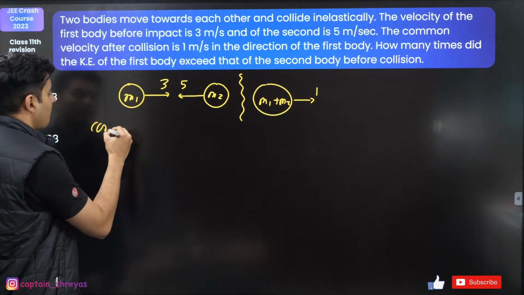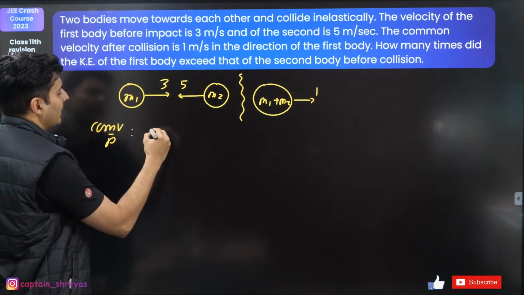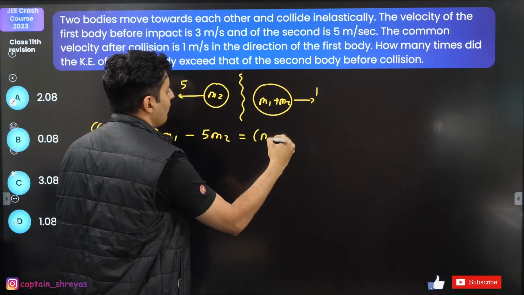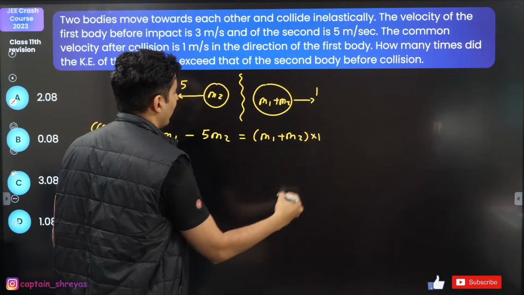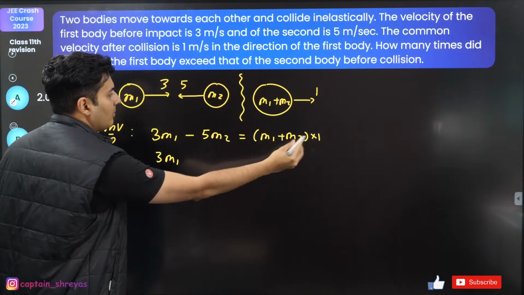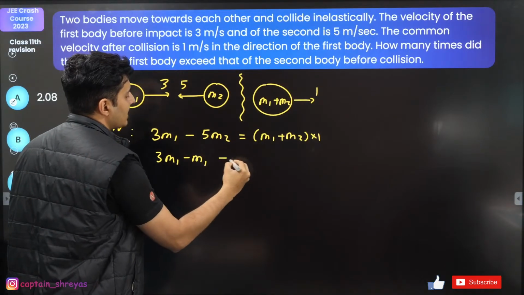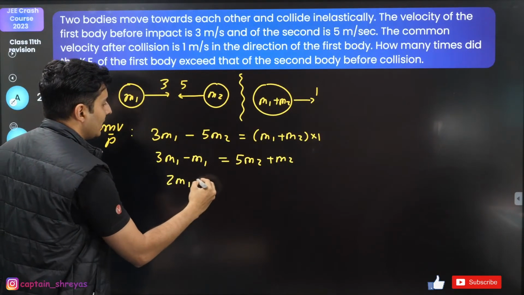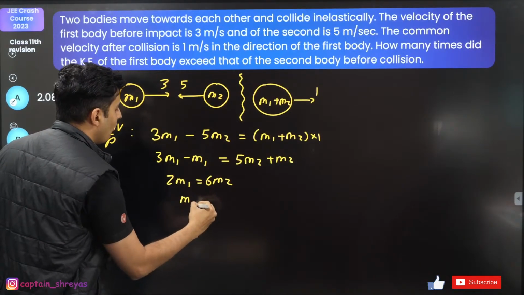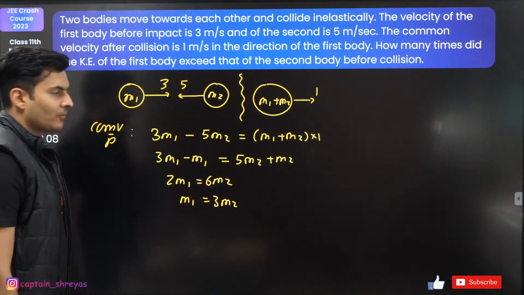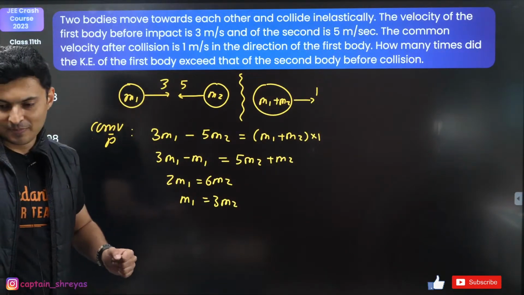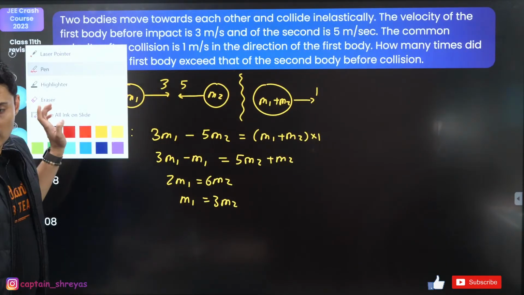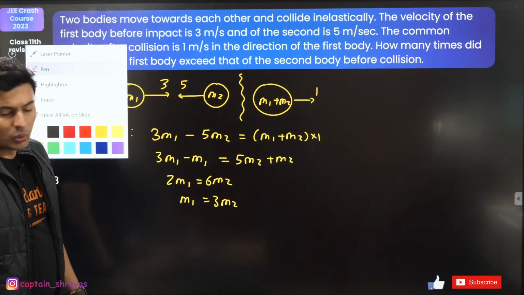So conserve momentum. What will you get? 3 into m1 minus 5 into m2 is equal to m1 plus m2 into 1. So 3m1, bring that m1 over here, shift this over there, so 5m2 plus m2. So this will become 2m1 is 6m2. Therefore m1 is 3 times mass m2. That is the relationship between the masses. I hope this is clear. Now, sir, what is the 2 mgL by 2?